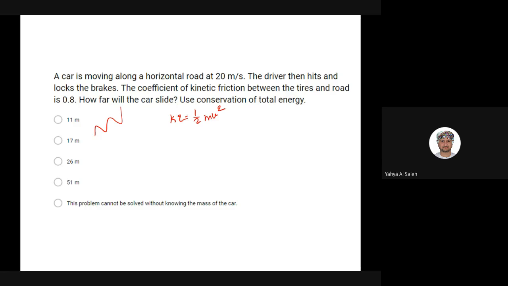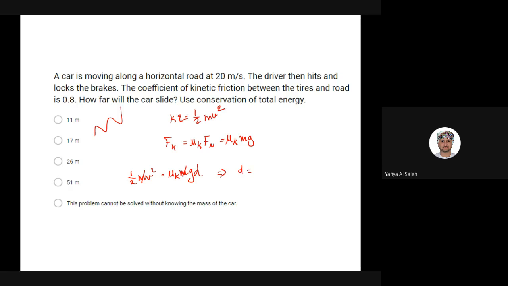It hits the brakes and there is friction. Friction is equal to mu k Fn, which is mu k mg. Since it stops completely, this means that half mv squared becomes mu k mg d. The m's cancel out. Oh, sorry, I forgot about the d. So half mv squared equals mu k mg d.